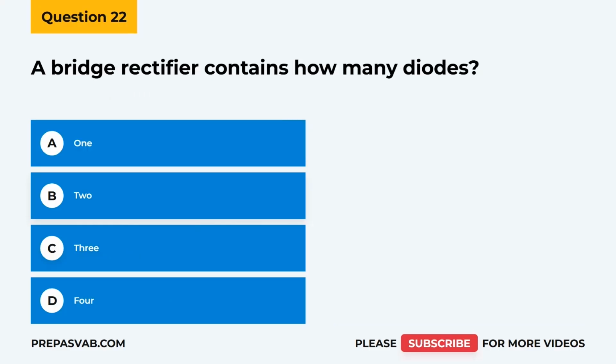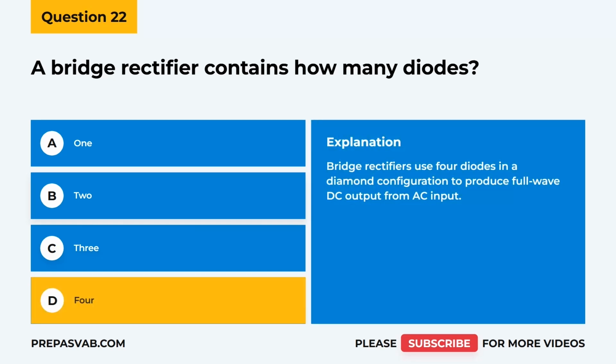Question 22. A bridge rectifier contains how many diodes? A. 1. B. 2. C. 3. D. 4. The correct answer is D. 4. Bridge rectifiers use 4 diodes in a diamond configuration to produce full-wave DC output from AC input.